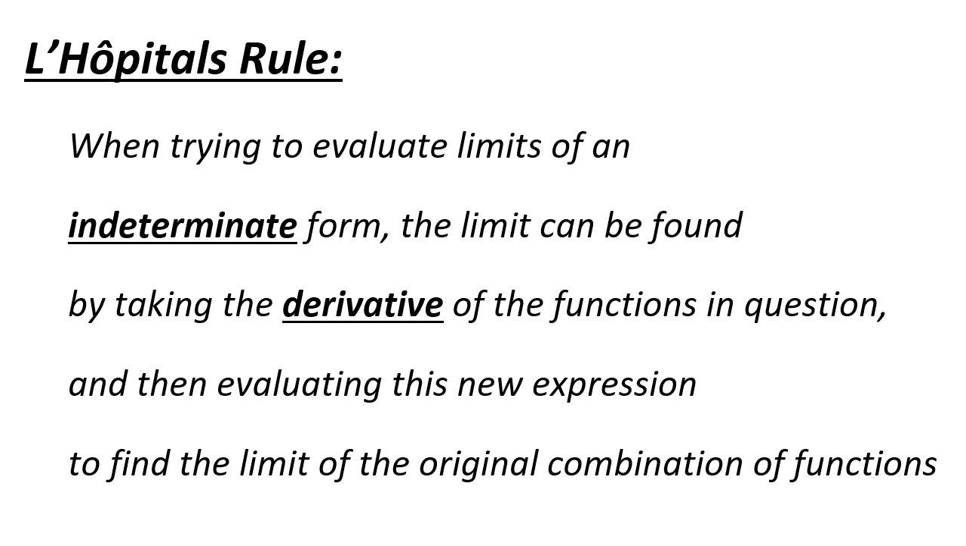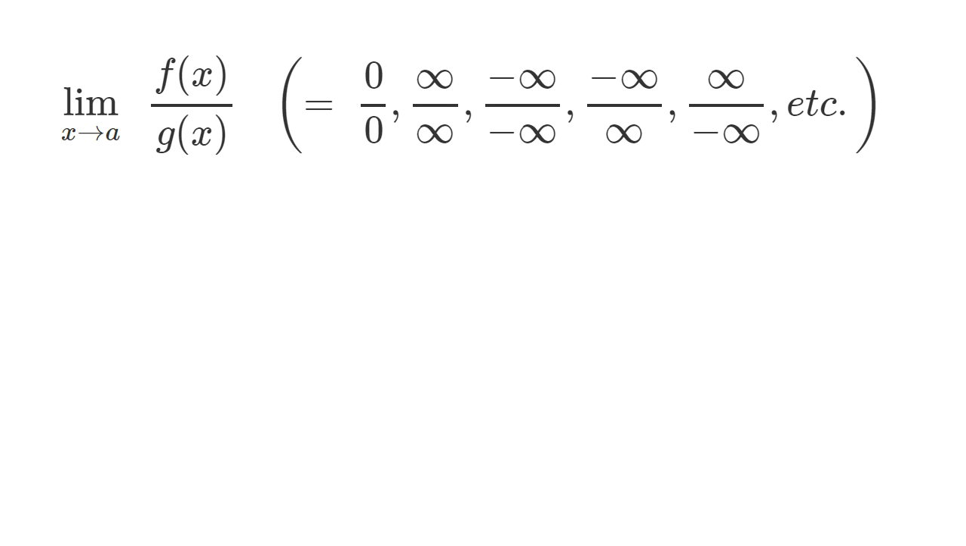Simply stated, L'Hopital's rule says that for limits of an indeterminate form, such as the one we just looked at a second ago, the limit can be found by taking the derivative of the functions in question and then finding the limit of this new combination of functions. And L'Hopital's rule does not only apply for 0 divided by 0 cases, it applies for indeterminate cases, which include infinity divided by infinity, or negative infinity divided by negative infinity, and so forth.